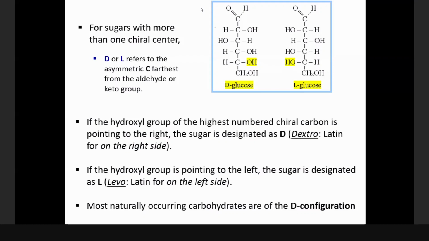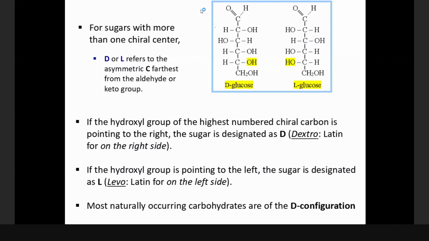Glucose has 4 asymmetric carbons, and which carbon is the farthest asymmetric carbon? The one positioned at carbon number 5. If you start from the aldehyde functional group, 1, 2, 3, and the last one is the terminal carbon. Next to that, the 5th carbon is the asymmetric carbon, which is farthest from what? The functional group. Now, if OH is on the right, it becomes D-glucose. If OH is on the left on the 5th carbon, the glucose molecule is named L-glucose.